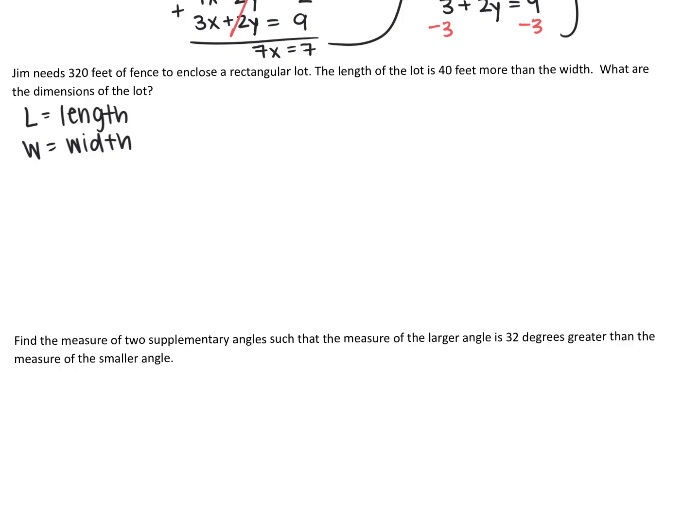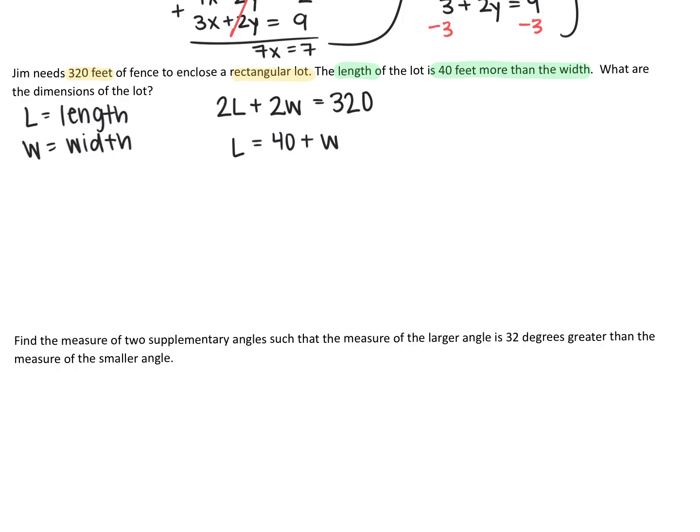Our first equation is going to come from our first sentence. So we have 320 feet and we need to have a rectangular lot. So what this is telling me is the perimeter. So I have 320 feet that I have to enclose in a rectangle. So the perimeter for a rectangle is 2 times the length plus 2 times the width equals our perimeter, which is the 320. Our second equation comes from the second sentence, where it says the length is 40 feet more than the width. So that tells me that my length equals 40 plus the width, because more than is the operation addition.